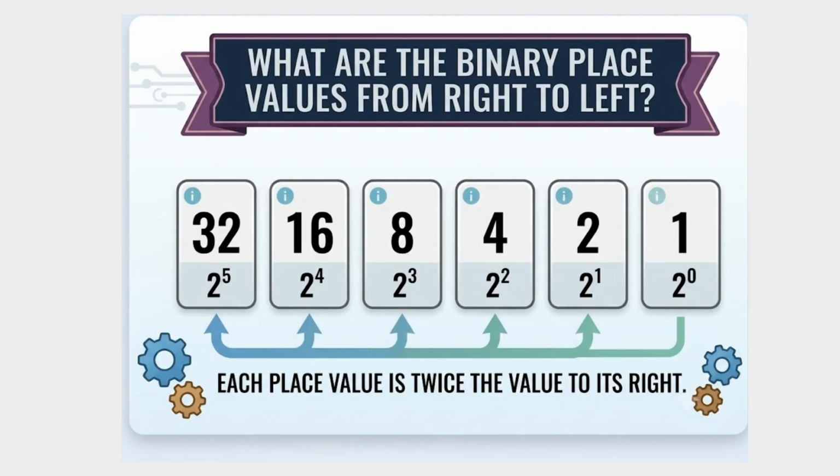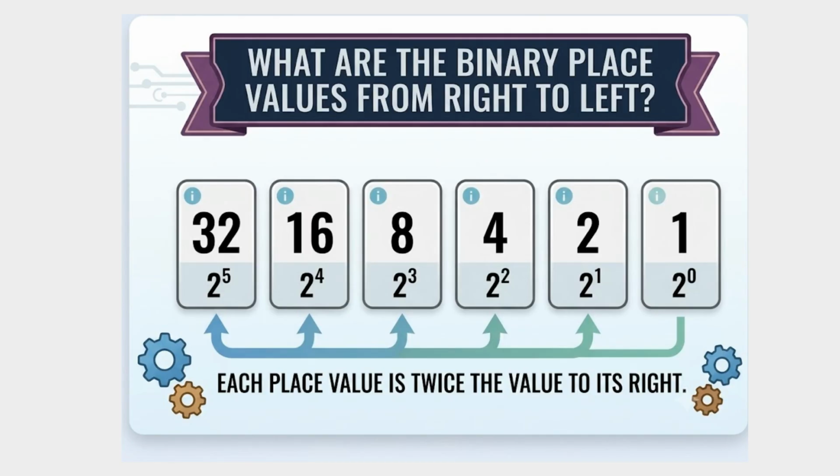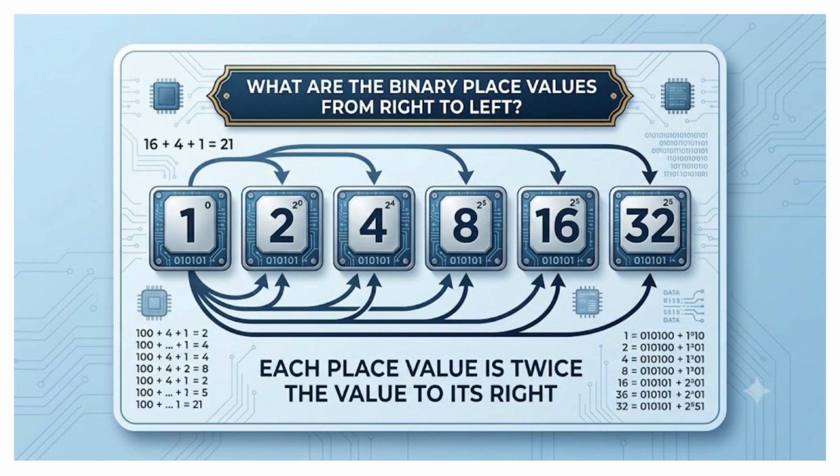Notice the pattern. Each place value is exactly twice the value of the position to its right. This is the foundation of the binary number system. Whenever you read or convert a binary number, these place values tell you the value of each digit. As the binary number becomes larger, the place values continue to double. For example, after 32 comes 64, then 128, and the pattern continues. Remember this sequence well: 1, 2, 4, 8, 16, 32, 64, and 128. Knowing these place values will make reading and converting binary numbers much easier in the next part of the lesson. Now let's take a closer look at the binary place values.